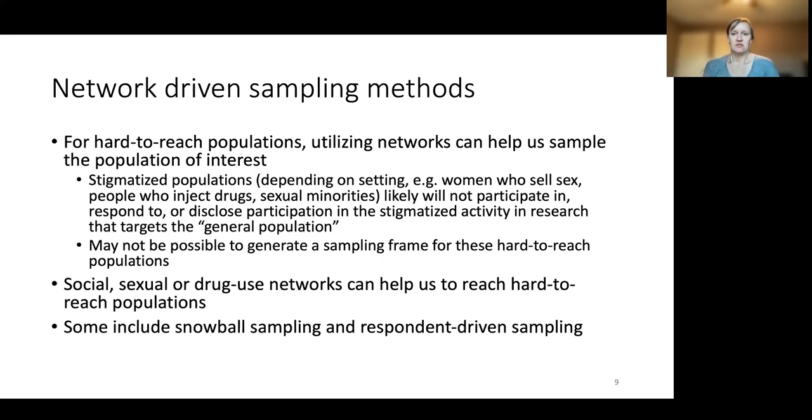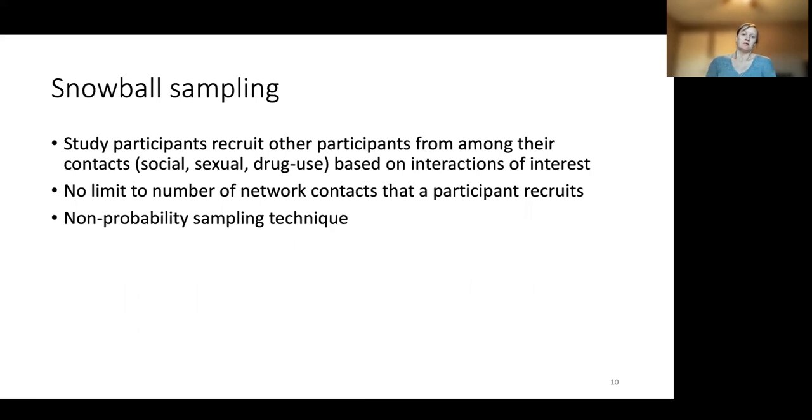And some of the network-driven sampling methods that are most common are either snowball sampling or respondent-driven sampling. Snowball sampling is basically where study participants recruit other participants from among their contacts, so their social contacts, their sexual contacts, drug use contacts, based on interactions of interest. There's no limit to the number of contacts that a participant recruits. And this is really a non-probability sampling technique, because you're just recruiting folks and then inviting them to bring their network members in. So it is one way to get a sample, but it's not going to get you to an unbiased estimate necessarily.